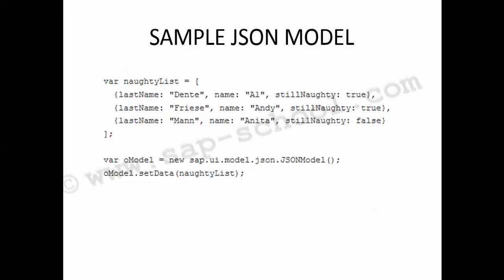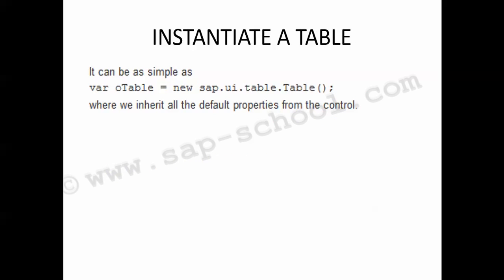This is the sample JSON model. Here we can see we have the last name. These are the three last names. After that, we instantiate a table. It can be as simple as writing the variable oTable equals new sap.ui.table.Table, where we inherit all the default properties from the control.